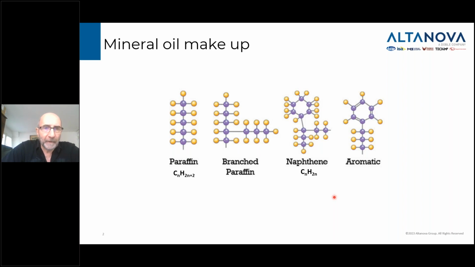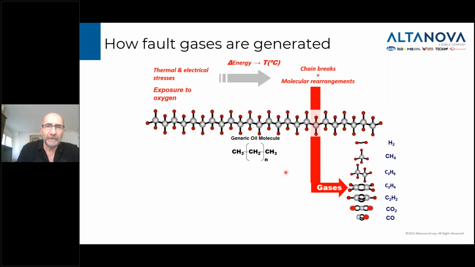The majority of them are what we call linear chemical form, like this one, where you have carbon atoms that are attached to each other, and hydrogen on the extremities. But also mineral oil has different configurations, either in what we call branched or mostly aromatic. But overall, all those mineral oils behave mostly the same way when they're subject to a thermal fault or an electrical fault.